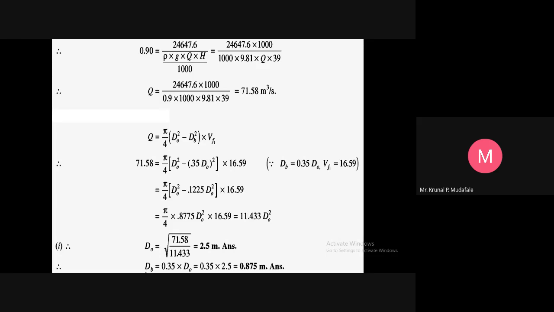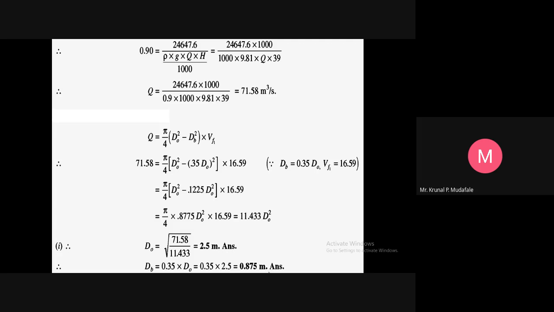Then after that, if you got the diameter for the runner, ultimately with the help of the relation, you get the value for the hub also, the diameter for the hub. That is 0.35 times the diameter for the runner, that is 2.5, right? So the Db will equal 0.875 meter. So in this way, you get the value for both the diameter of the runner and the diameter for the hub. Okay, Db and Do.